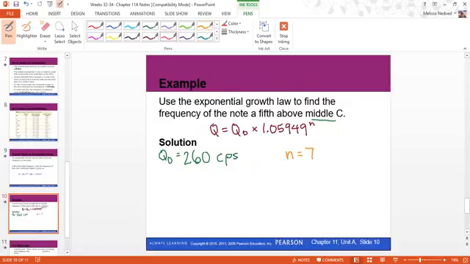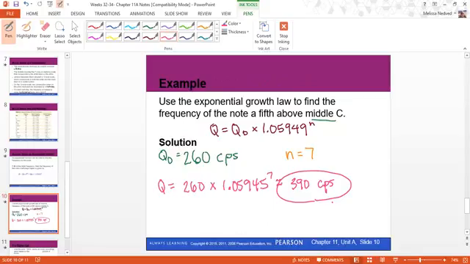And now if we go ahead and use our substitutions for Q naught and n, we get Q is equal to our initial frequency, 260, times 1.05946. Don't round that number, leave that as is, to the power of 7. And when we do that, we get about 390 cycles per second. And that does match what our chart shows us we should get, but we're going to go ahead and find that using the formula.